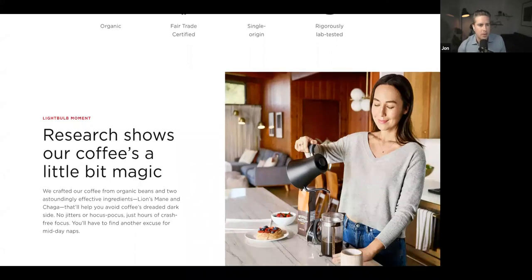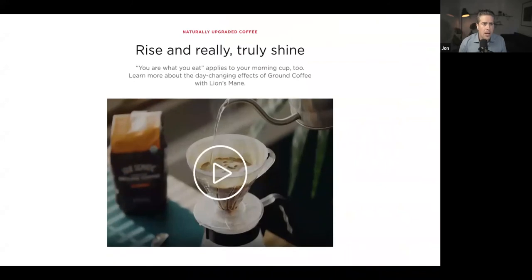Let's keep going down the page, please, Aaron. Now we're talking about naturally upgraded coffee. Okay, now I'm hooked. I wish that was what they said up top. They're selling naturally upgraded coffee, because now I can understand it, right? It's coffee that's been naturally upgraded. Sounds great. Sounds healthy. Sounds like they're not adding a bunch of stuff in there.